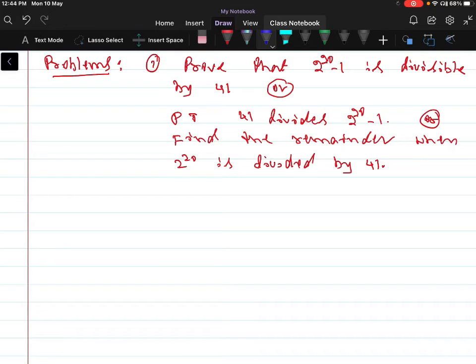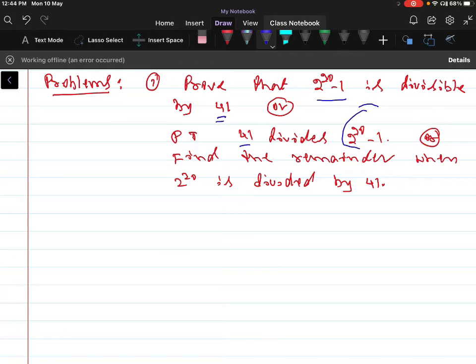So we'll take the first problem. Prove that 2 power 20 minus 1 is divisible by 41. Or the same problem can be written as prove that 41 divides 2 power 20 minus 1. Or they can ask, find the remainder when 2 power 20 is divided by 41. So let us move to the solution now.